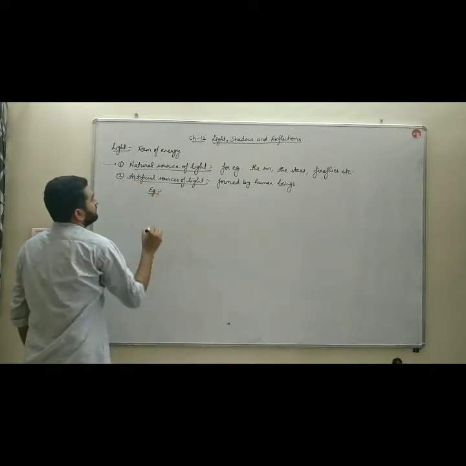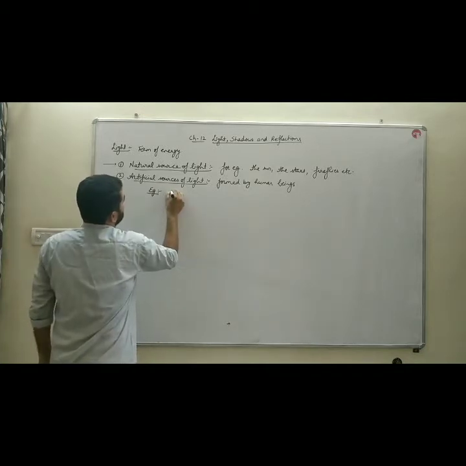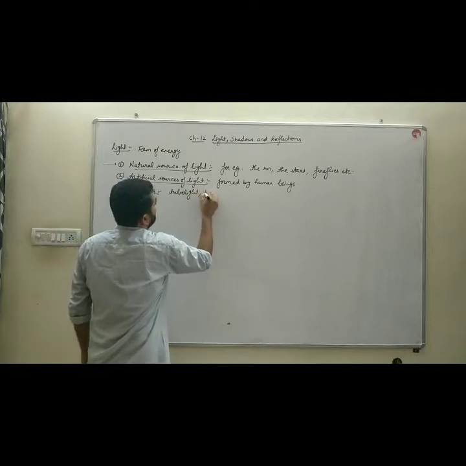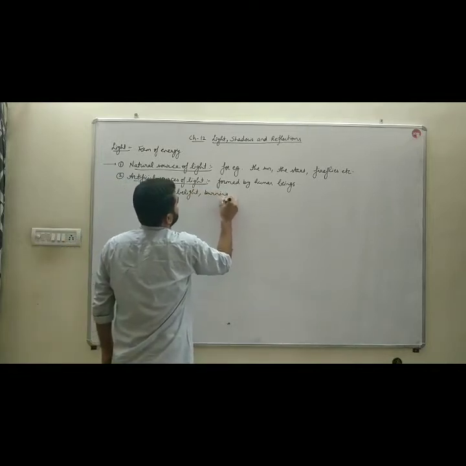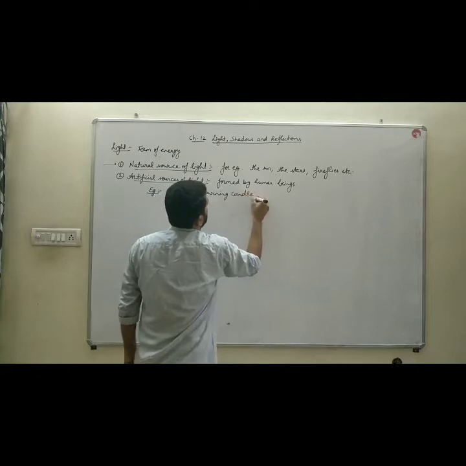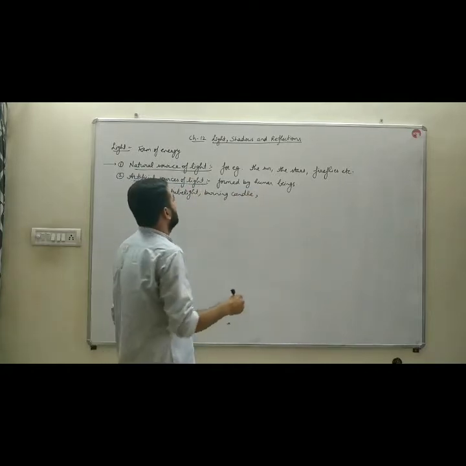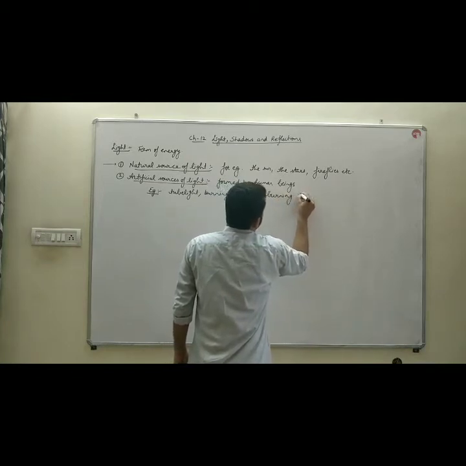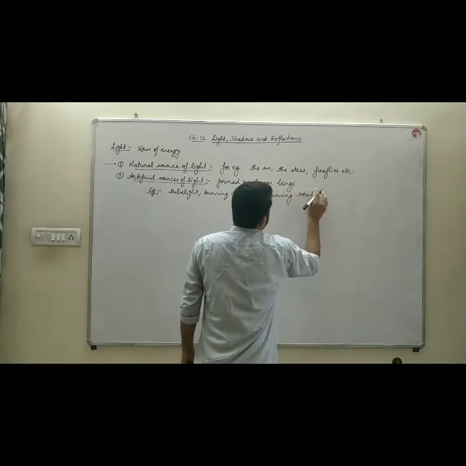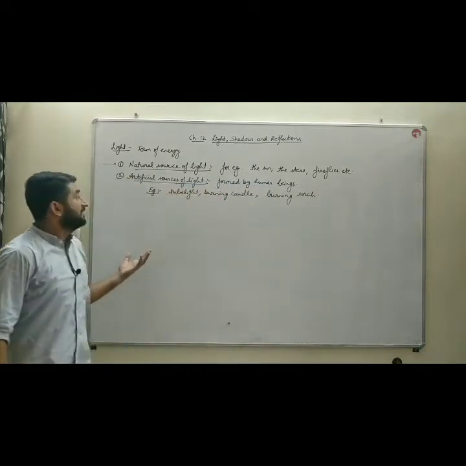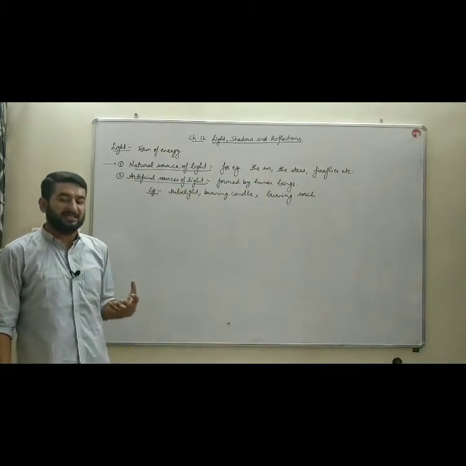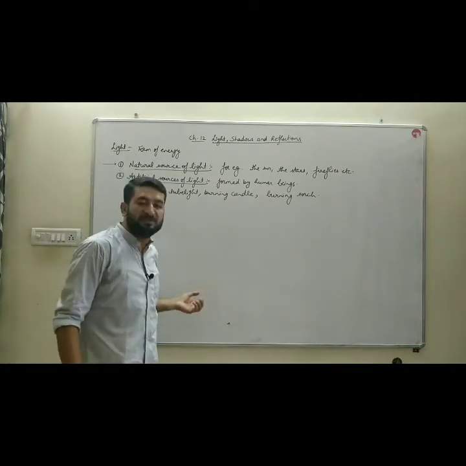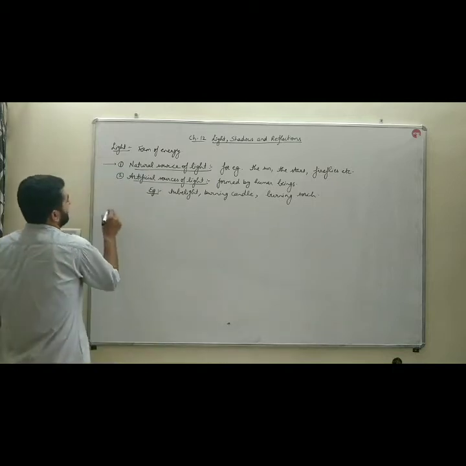Examples are tube light, candle. The burning candle gives us light, and that candle is not made by nature, it is made by human beings. Burning torch, the torch is also discovered by human beings. So burning torch is also an example of artificial source of light which gives us light, but that is made by us, by human beings for their well-being.